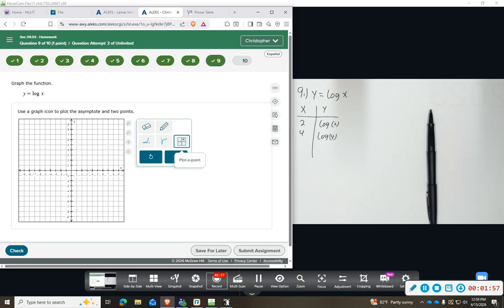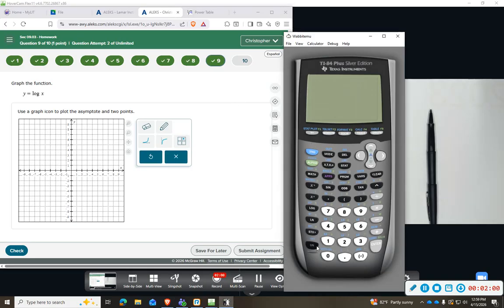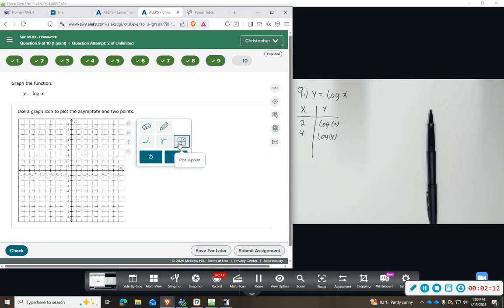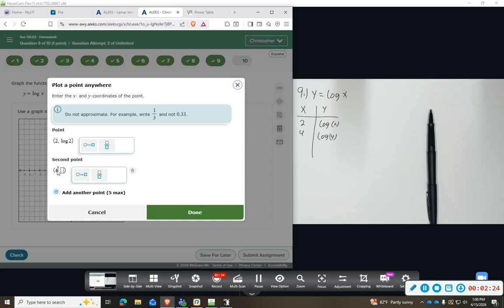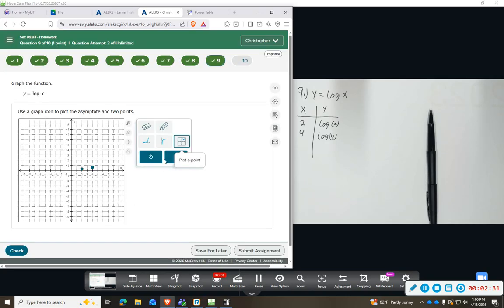Because if I were to use the calculator and type in log of 2, it gives me a decimal value and I can't enter all of that in. So you go to the graph, we're going to put in the ordered pair 2, and then over here we're going to put in log of 2. I'm going to add another point, and I'm going to put in 4 for the x value, and that will give me a y value. Log of 4, it will compute it. I'm just going to say done, give me 2 points.